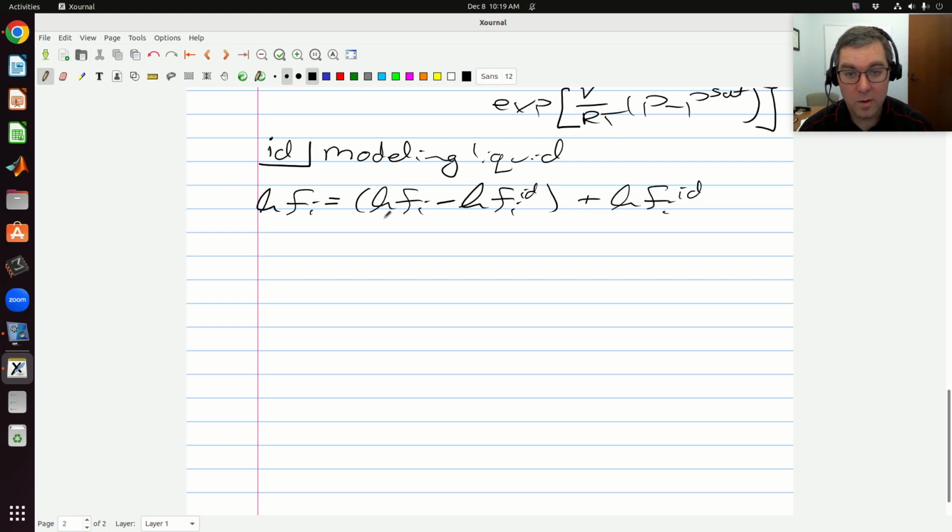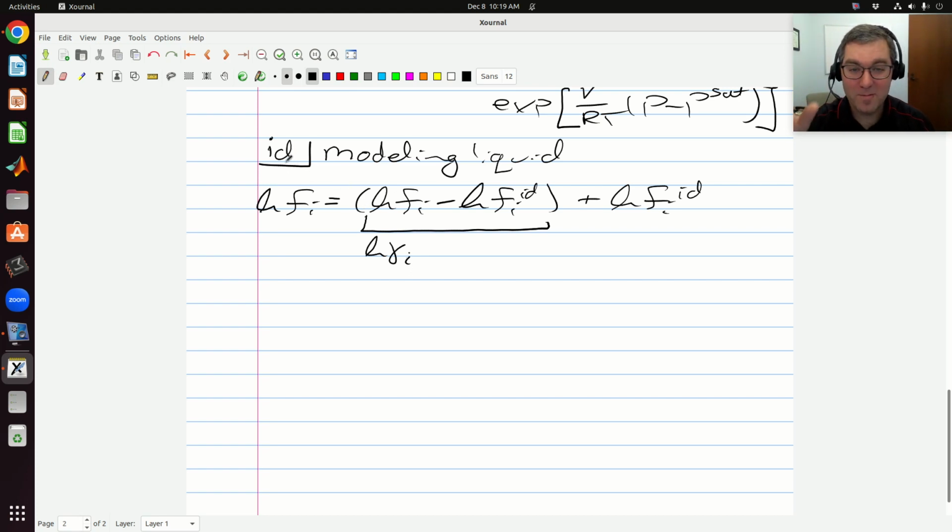Okay, cool. Log Fi minus log Fi ideal. Our deviation term when we're modeling our liquid phases, so deviations from ideal solution behavior, is going to take the form of log gamma i. Gamma i is the activity coefficient.